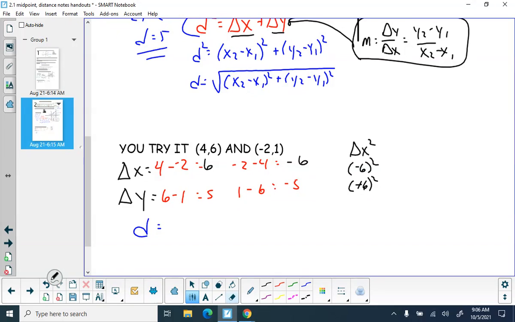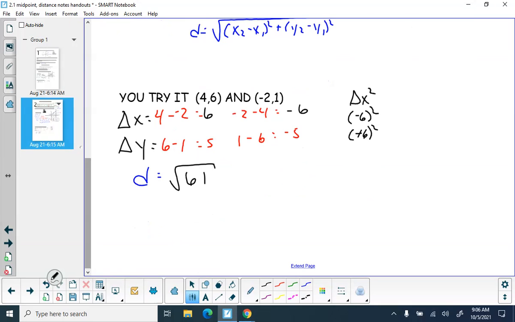Radical form, what do you get for a solution in the radical form, Sean? D equals the square root of 61. Square root of 61. That's correct. We have d squared equals 5 squared plus 6 squared. Or if I have negative 5 squared, negative 6 squared, does not matter. I get 25 plus 36 or 61.